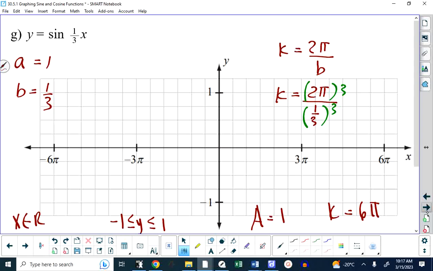Let's not worry about the graph. What you would end up doing is saying sine is going to start here. It's only going to go up to 1 and down to -1 still, but it's going to repeat every 6 pi. So you would break this into 4 pieces and plot your curve with those points. Whether you decide to draw it or not, I don't care.